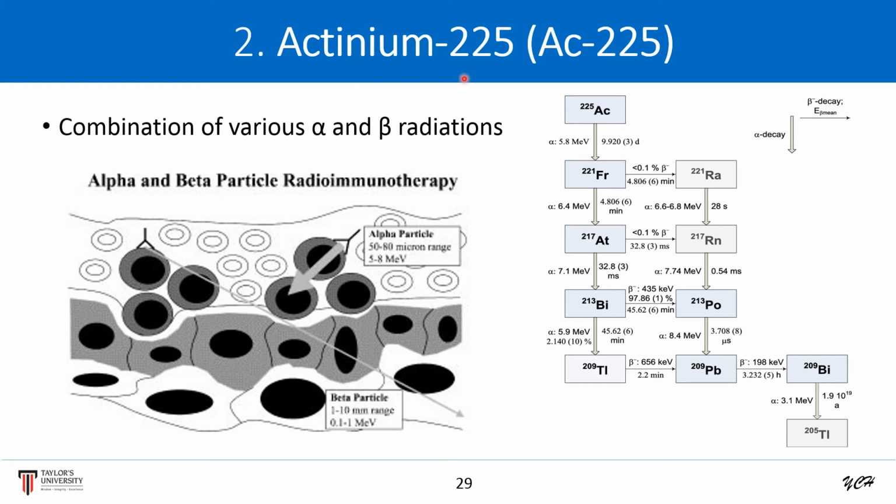And recently, actinium-225 as well as bismuth-213 have been introduced. Actinium-225 has the advantage of a combination of various alpha and beta radiations. If you look at the complex decay scheme of actinium-225 here, on the left are the decays that contribute to different alpha particles of different energies and different decay times, whereas on the right are the decays that contribute to beta radiations of different energies and half-lives. Using the combination of alpha and beta particles, alpha can travel up to 50 to 80 micron range, whereas beta can travel up to 1 to 10 millimeter range.